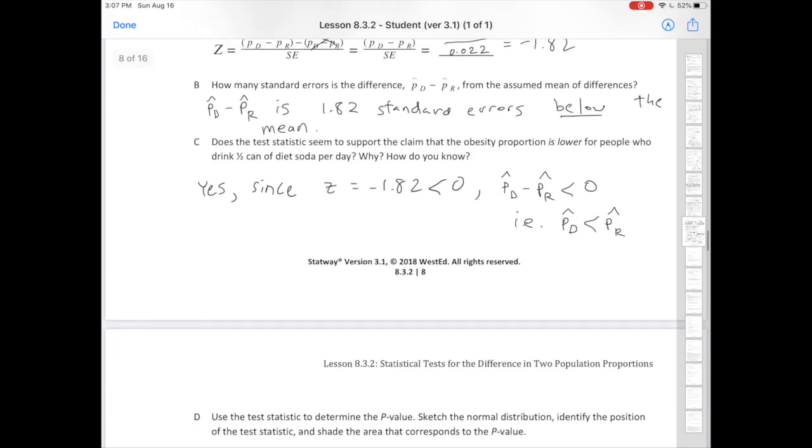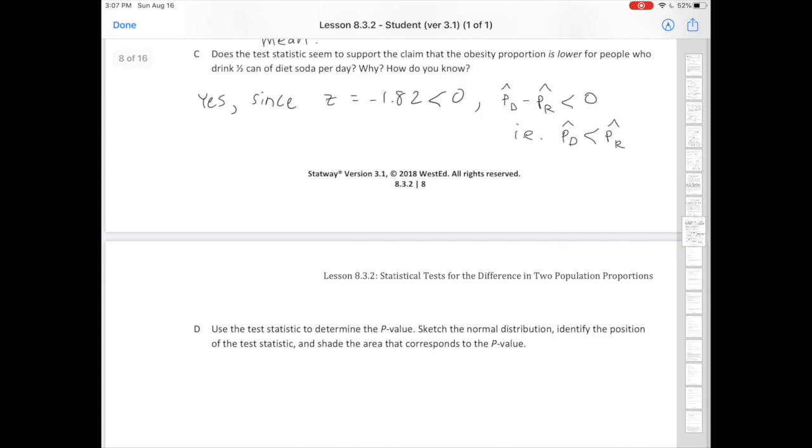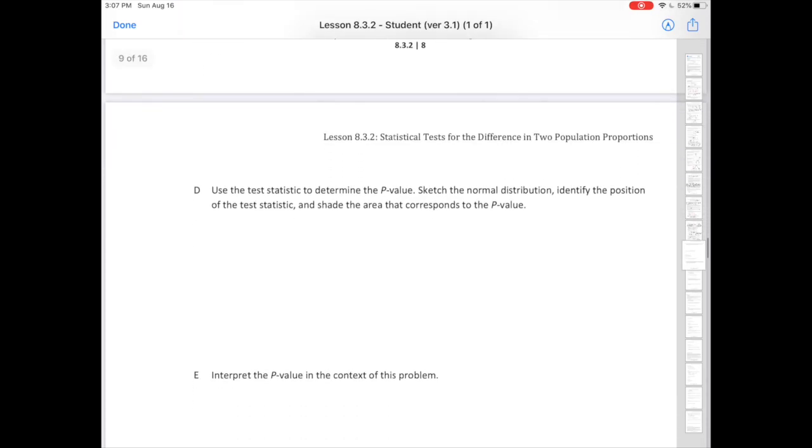Okay, let's keep going. Use the test statistic to determine the p-value. Sketch the normal distribution, identify the position of the test statistic, and shade the area that corresponds to the p-value. Okay, I'd like to do the sketch first so that we can get an idea of what we're talking about. So if this is our sketch, 1, 2, 3 standard deviations, and then 1, 2, 3 standard deviations. Let me go ahead.